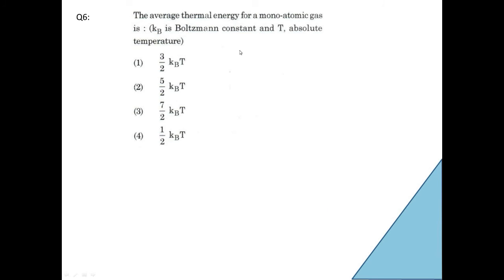Next question. The average thermal energy for a monatomic gas, with kB the Boltzmann constant and T the absolute temperature, is: option 1, 3 by 2 kBT; option 2, 5 by 2 kBT; option 3, 7 by 2 kBT; option 4, half kBT. This is a direct expression based question. So option 1 is correct. 3 by 2 kB into T is the thermal energy for each molecule of a monatomic gas, right?